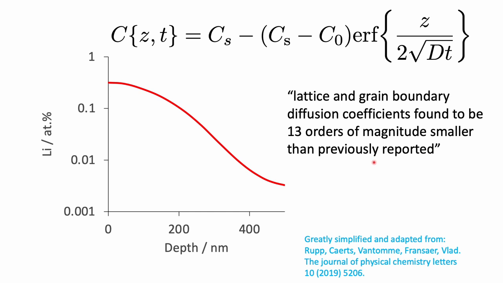So the previous measurements were done differently. These are very accurate measurements, and they show a diffusion coefficient which is 13 orders of magnitude smaller than previously reported. Quite remarkable.